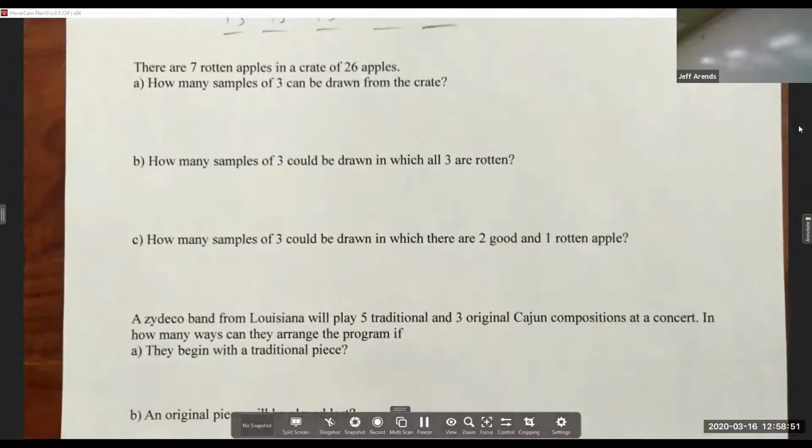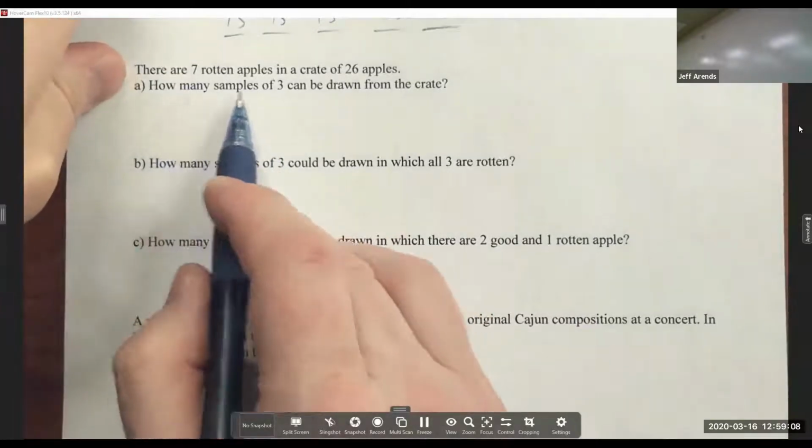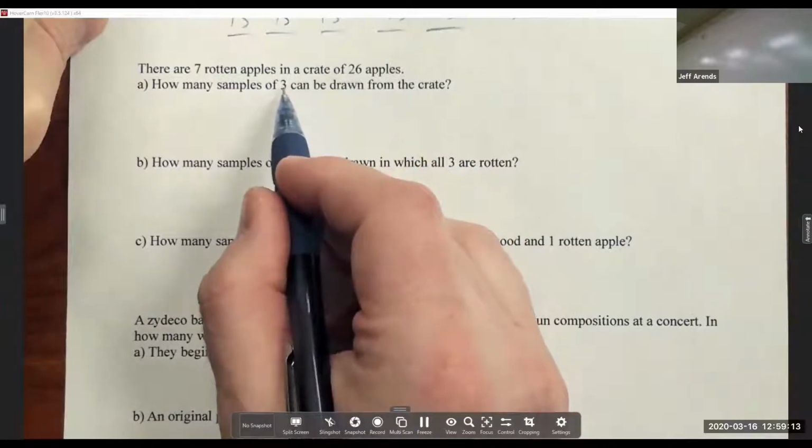Next up, there are 7 rotten apples in a crate of 26 apples. How many samples of 3 can be drawn from the crate? So there's 26 apples here. 7 of them happen to be rotten, but that's not really part of this question, at least not part of part A. So we're just talking about having 26 apples, and we're drawing 3 of them.